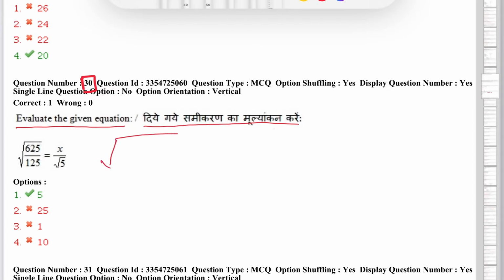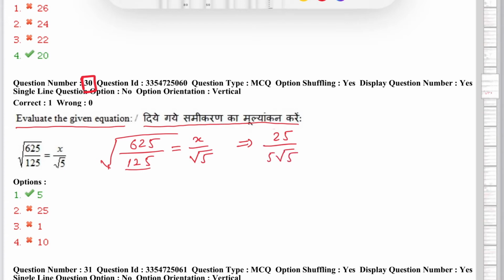It is under root 625 divided by 125 is equal to x upon under root 5. This under root is also on 125, don't forget that. We all know that under root 625 is 25, and 125 can be written as 5 under root 5.